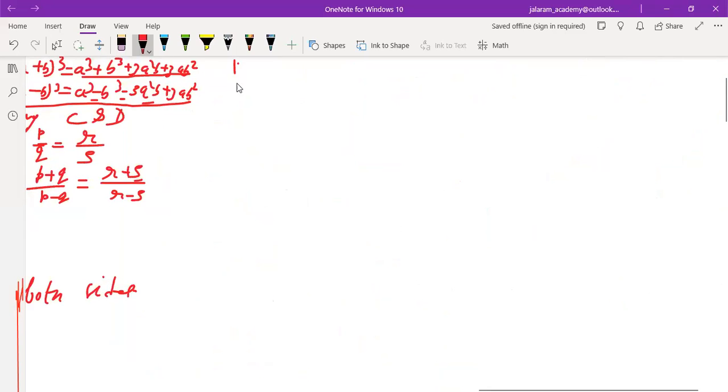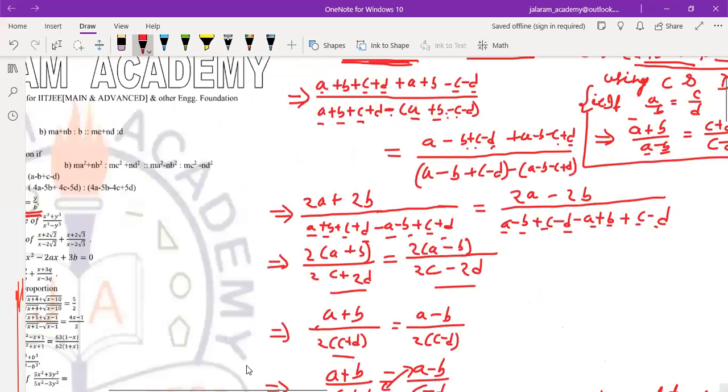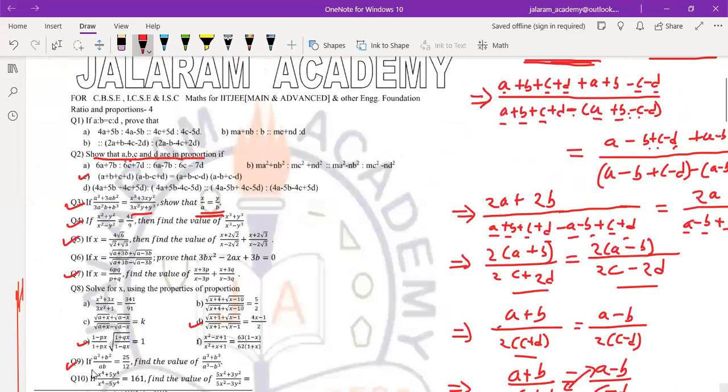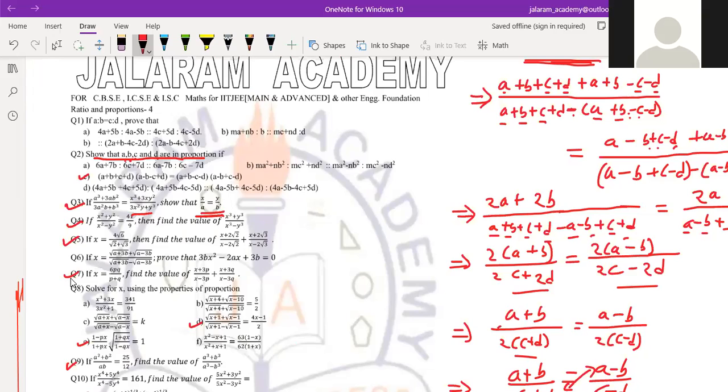The next question, the next doubt, is from which question? Question number 4. Okay. Question number 4 can also be done with the use of componendo and dividendo.